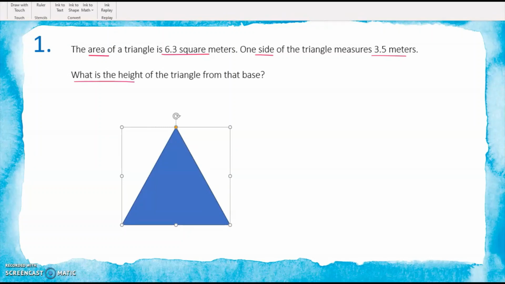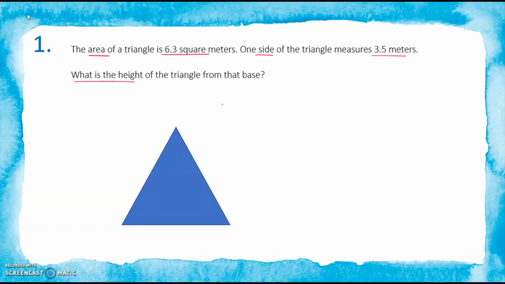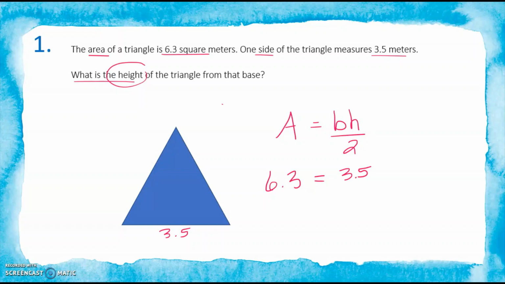It doesn't matter. Okay. So I know that the area of the whole thing, my formula, area equals, you can either do 1/2 base times height or base times height divided by 2. But I know that the area is 6.3. I'm going to just say that it's the base that's 3.5 because they're asking for the height, okay? And once I know that, I would multiply it and divide by 2.